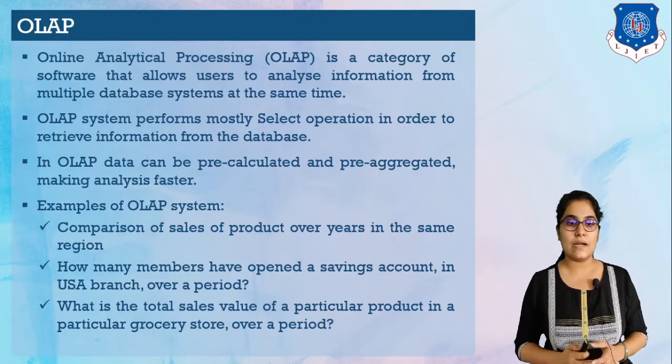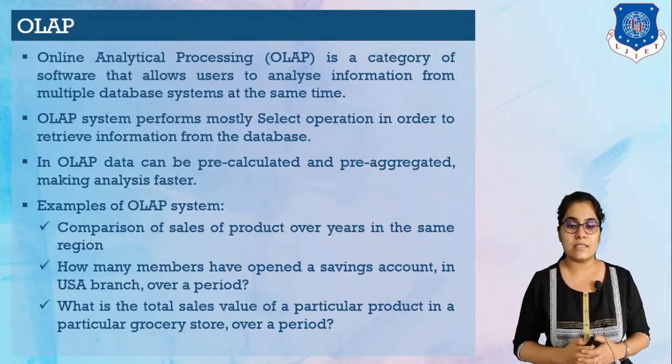OLAP stands for Online Analytical Processing. Online Analytical Processing is a category of software that allows users to analyze information from multiple database systems at the same time. It is a technology that enables analysts to extract and view business data from different points of view. Analysts frequently need to group, aggregate, and join data. These operations in relational databases are resource intensive. With OLAP, data can be pre-calculated and pre-aggregated, making analysis much faster.